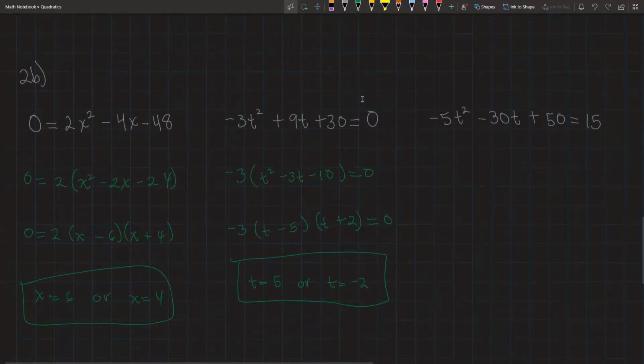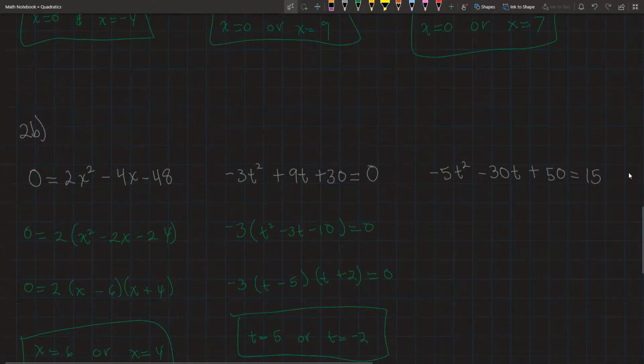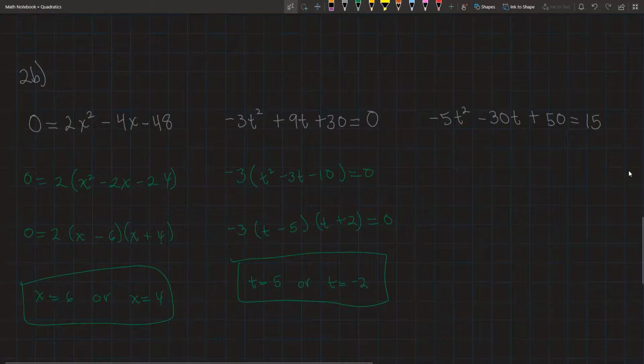These two were nice because both of the problems before on 2b were equal to 0 somehow or another. But this is not equal to 0. So then the question is, what do we do when that's the case? Well, then you make it look like this. So meaning we want to undo this positive 15.